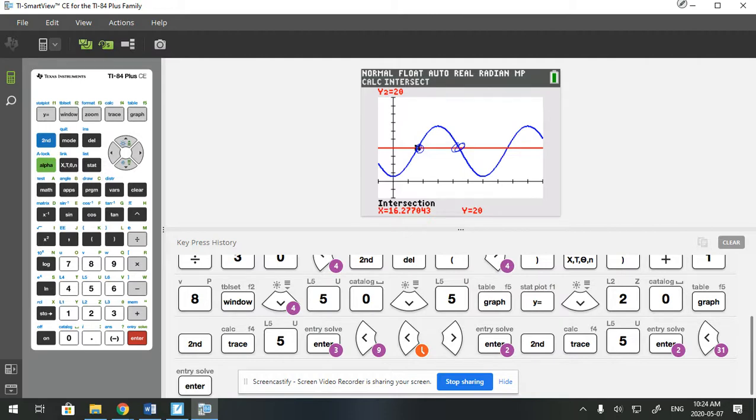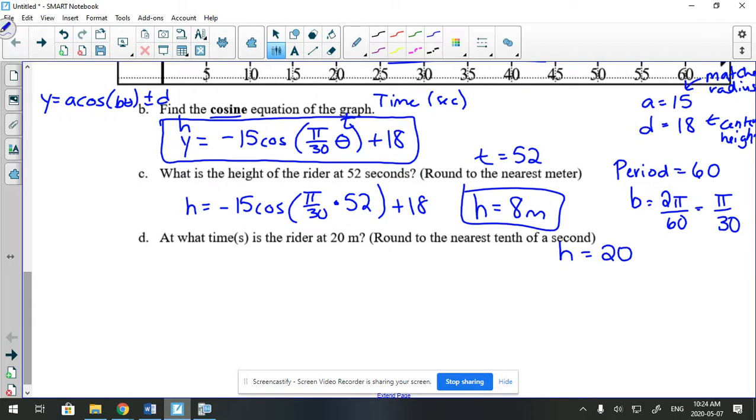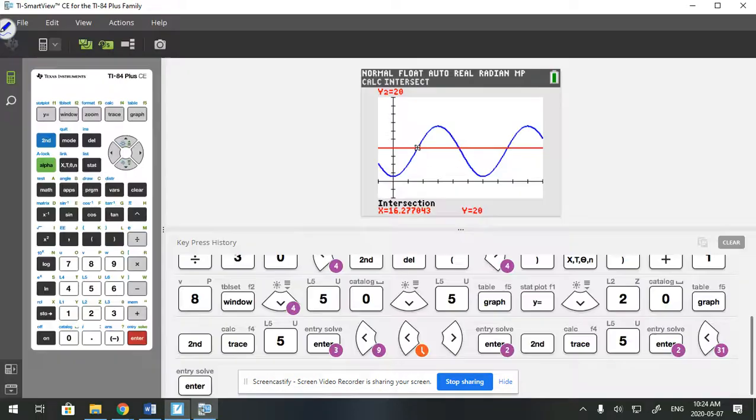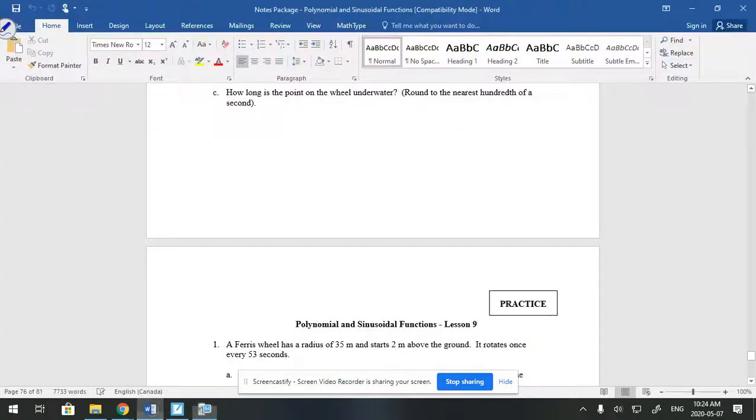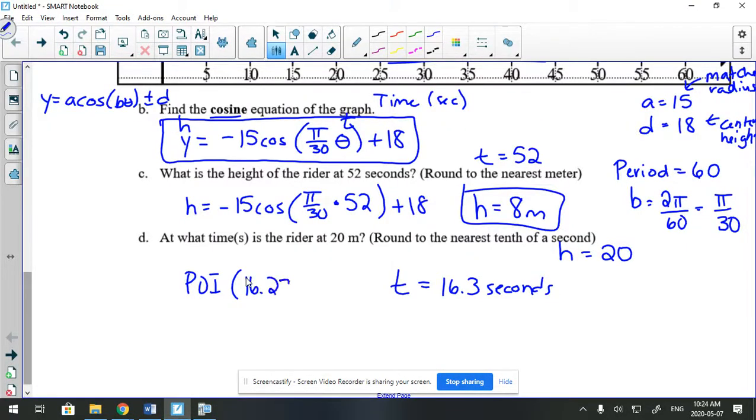I should have also figured out the second point of intersection here because the rider is also at 20 meters at that time as well. So when I do that, you see your t will equal 16.3 seconds when I round it. We had found the point of intersection, and it was 16.277, 20. And from that, we get our time is 16.3 seconds. And then you can do the next one as well to figure out your next point of intersection. And that's it for this one.